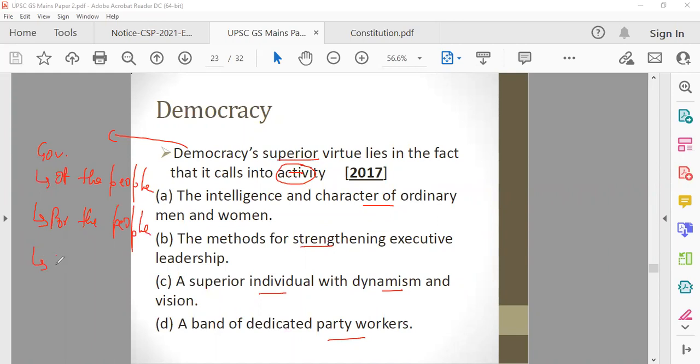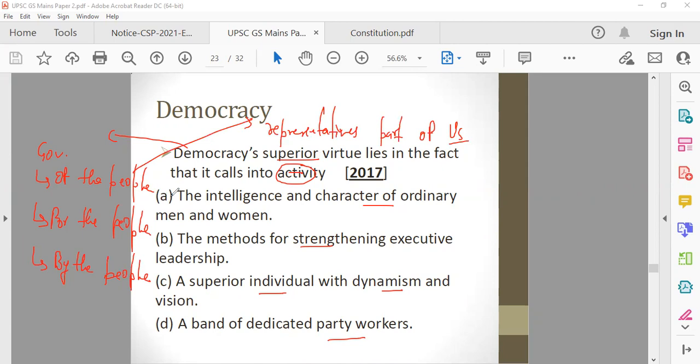So what does it mean? Of the people, for the people, by the people. Of the people means these representatives are part of us. It's not like God sent them from above, or they dropped from the sky. Again, my mother tongue is Hindi, so it sometimes comes out abruptly. So that means it's not like they are some superior beings. They are part of us. They're just like us.